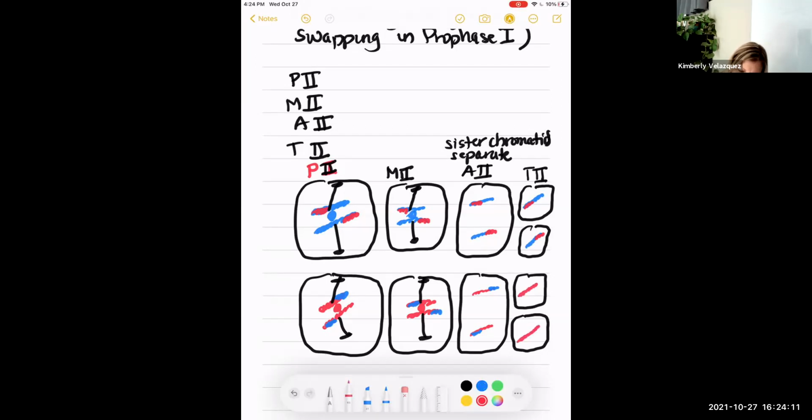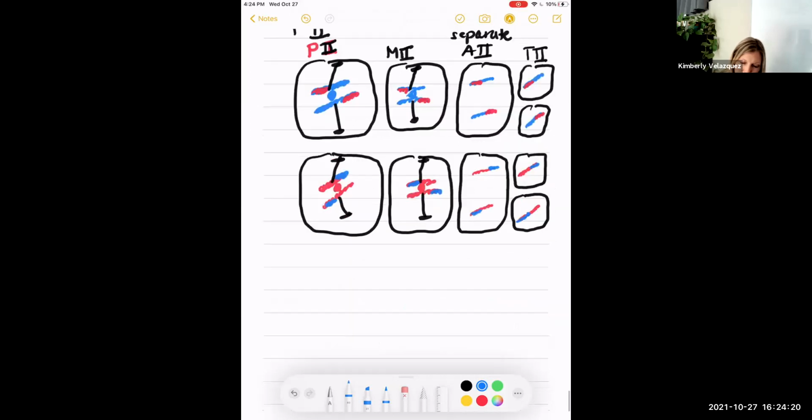And what used to be just mom's DNA and just dad's DNA is now a mixture. And you can see that there are now 4 haploid cells. So they have half the number of chromosomes that we started out with. So we started off with 2 chromosomes and each of those cells just has 1 chromosome and they're all 4 genetically different.